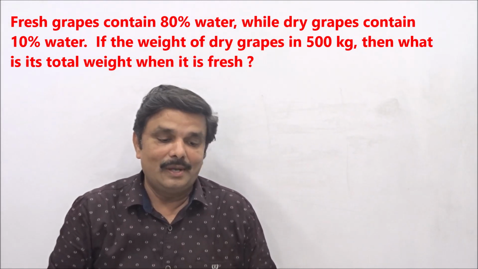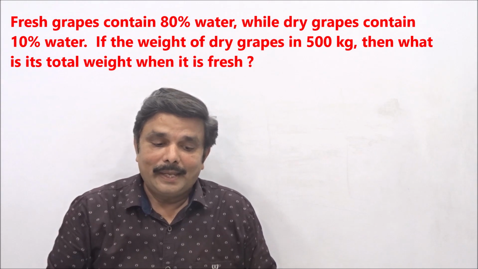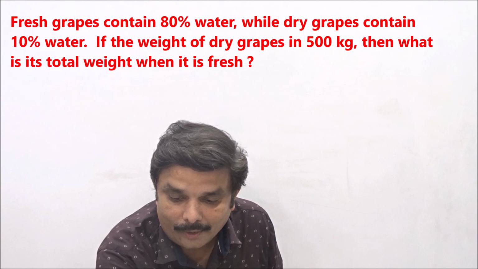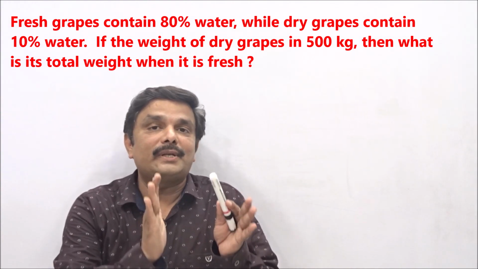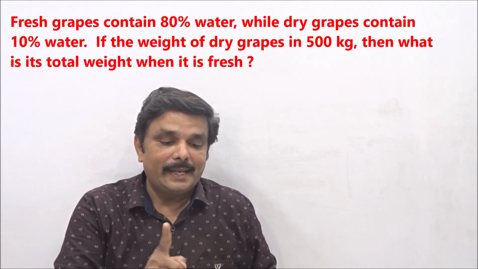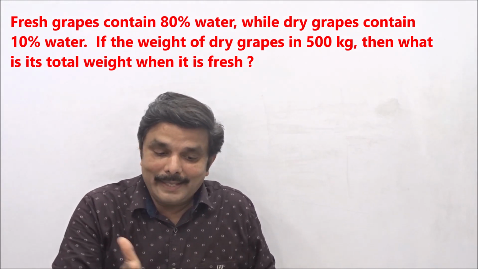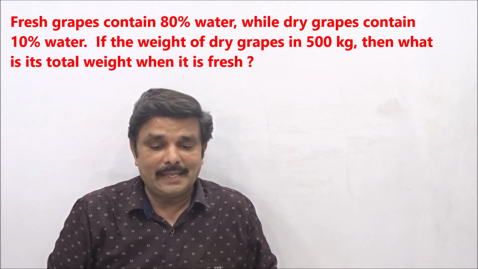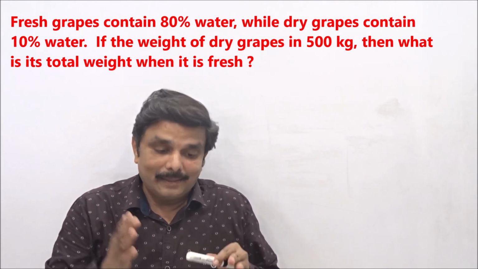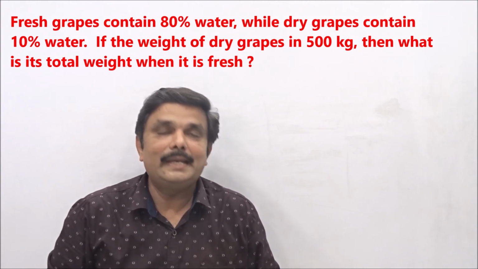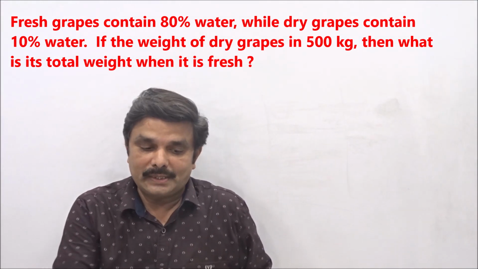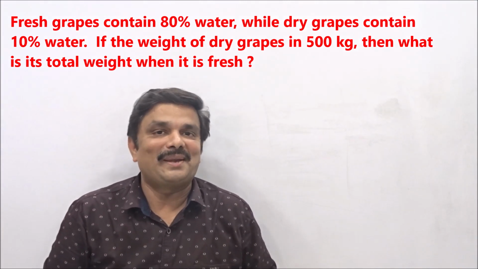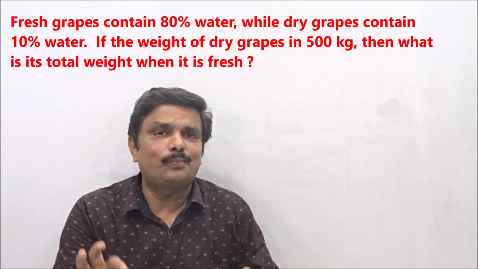Right. What's the question here? Fresh grapes contain 80% water while dry grapes contain 10% water. Just observe that carefully. Fresh grapes contain how much percentage? 80% water. While dry grapes contain 10% water. Then they have given, if the weight of dry grapes is 500 kgs, then what is the total weight when it is fresh? See students, I have not even changed the numbers because I took it how the student had sent to me. Alright, now you try this question, just pause the video here.